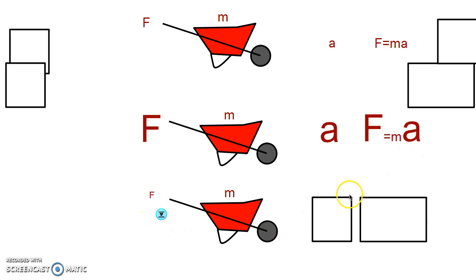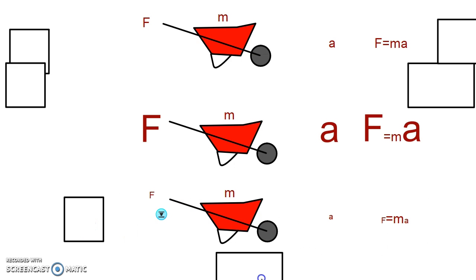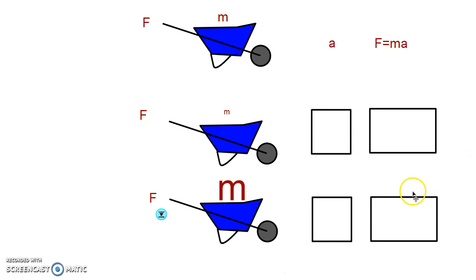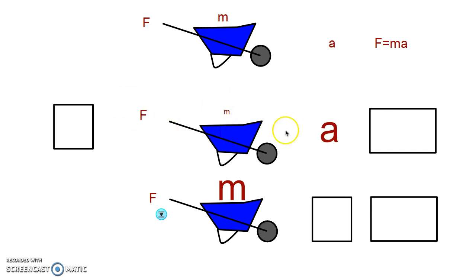Well, what if I decrease my force? I'm also going to decrease my acceleration because, again, they are directly proportional. What if instead we keep our force constant throughout the motion? So here we have our baseline. Well, if we decrease the mass while we're pushing with the same force, we end up with a big acceleration.